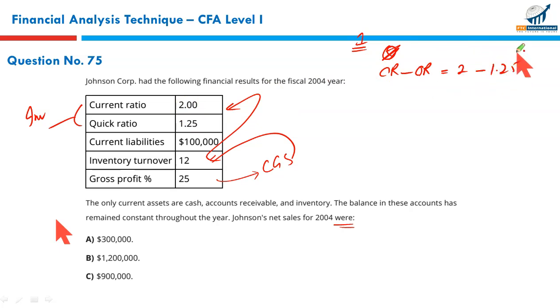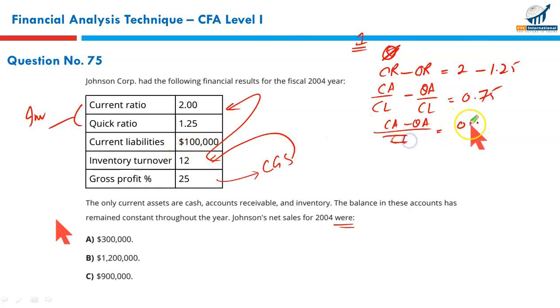This is something unconventional, but it is very handy to manipulate the formulas to get your desired result. Current ratio is current assets upon current liabilities. Quick ratio is quick assets upon current liabilities, is equal to 2 minus 1.25, that is 0.75. Right? In other words, you have the same denominator. It's current assets minus quick assets is equal to, and do we have current liabilities? Yes, 100,000. So it's going to be 0.75 times 100,000. It tells me that the difference between current assets and quick assets is $75,000.